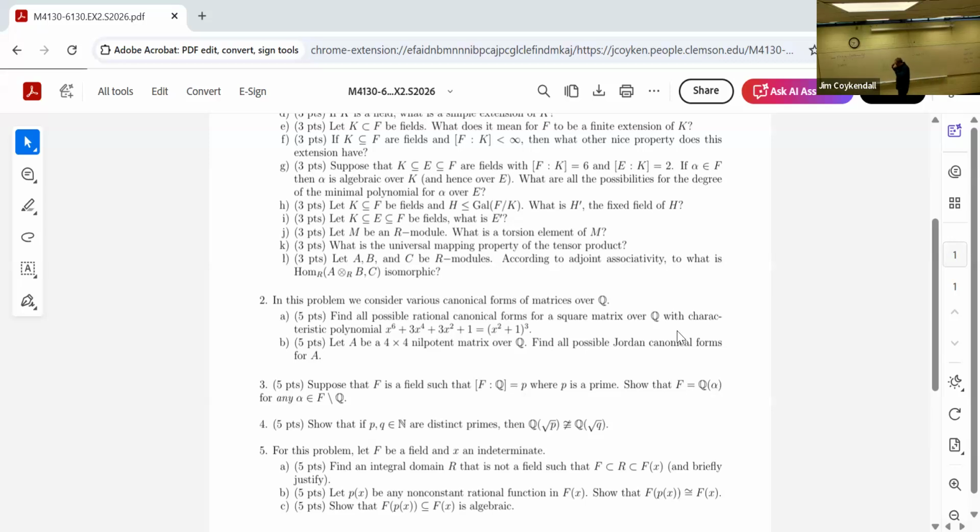Dr. Codenberg? If you have F(x, y), that is isomorphic to F(x)(y), right? Let me write this down. Oh, I see, but they're not contained in one another. Oh, no, these should be the same.